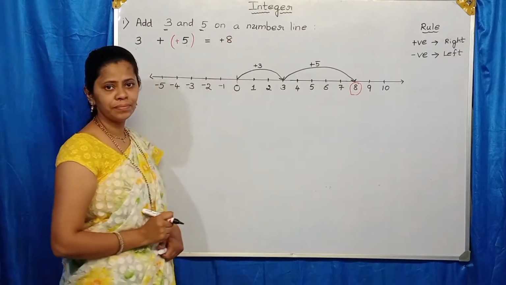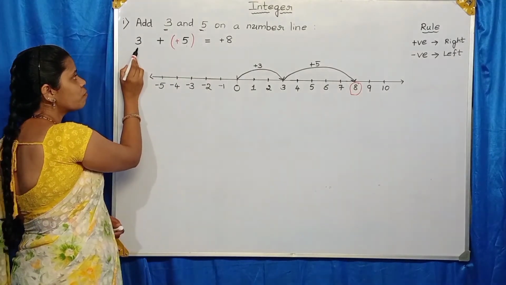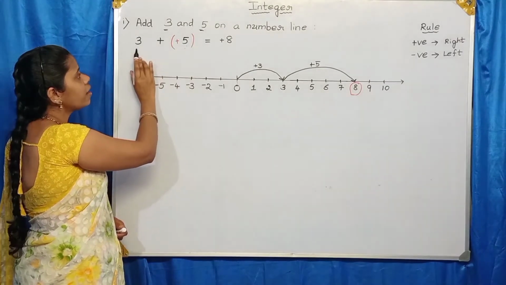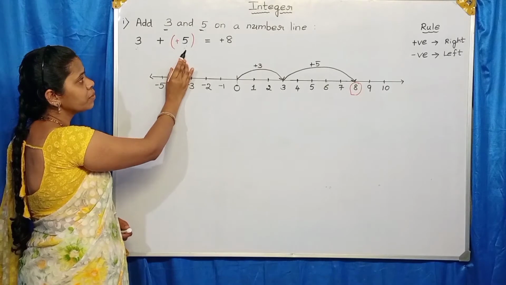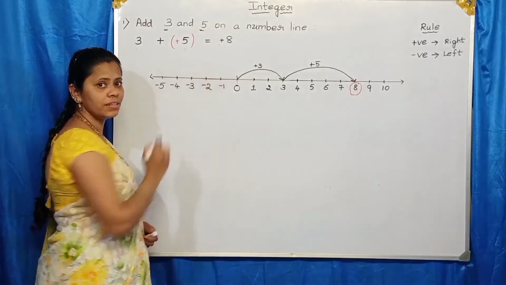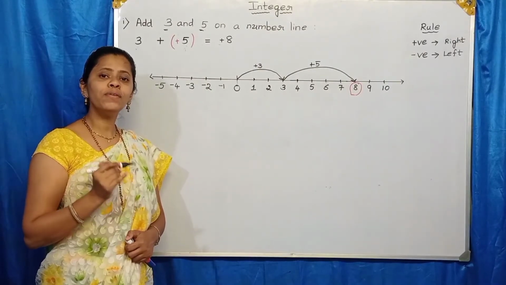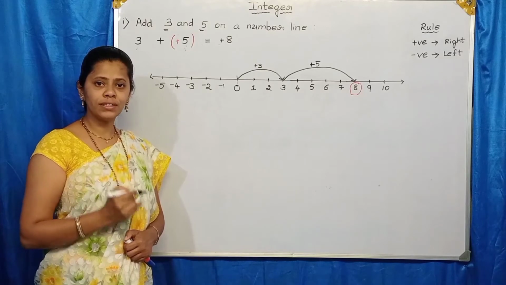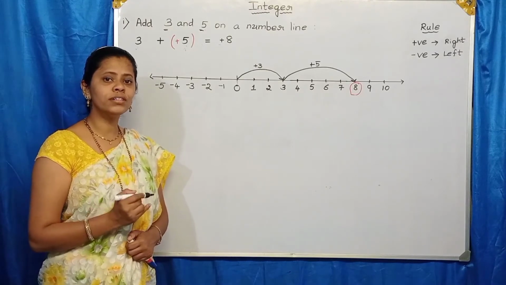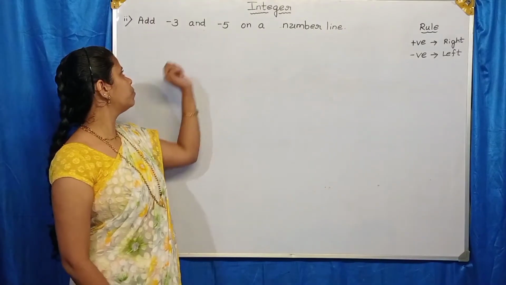Isn't it? And observe one thing here. 3 is also positive and 5 is also positive. When we add these two positive integers, the resulting integer is positive only. So, we can conclude that when we add two positive integers, we will get the resulting integer as positive only. Now, let's do the second problem.